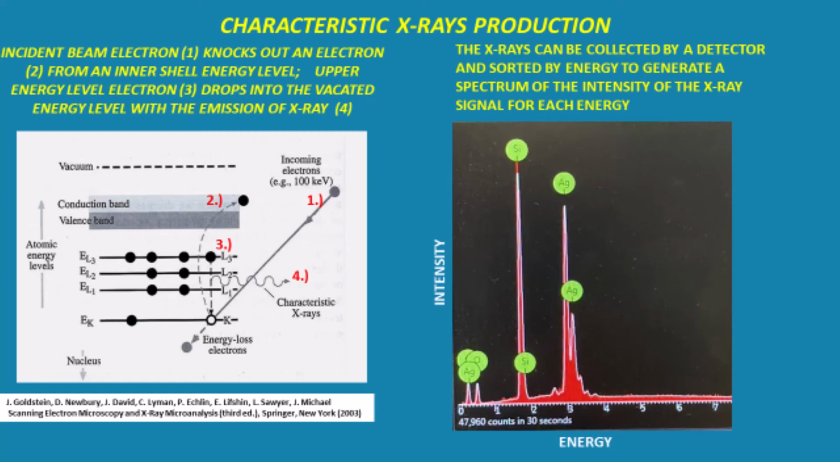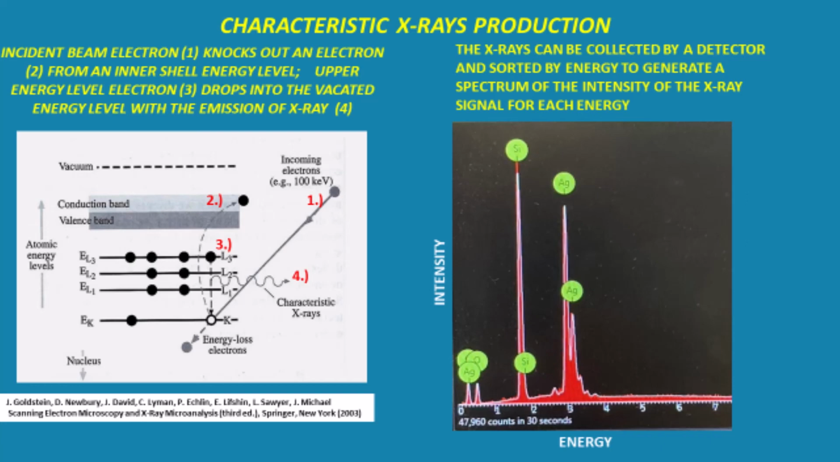Finally, another signal of interest, which is useful for the evaluation of chemical species in a sample, is the characteristic X-ray. The sequence of events producing characteristic X-rays is shown in the figure on the left. An electron from the incoming electron beam of the SEM knocks out an inner shell electron from an atom in the sample. After the electron is removed, the atom is in an excited state that results in an electron dropping down from an upper energy level into the vacated space.